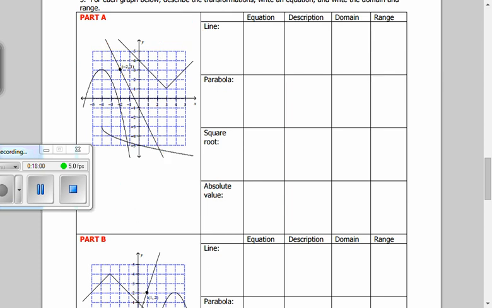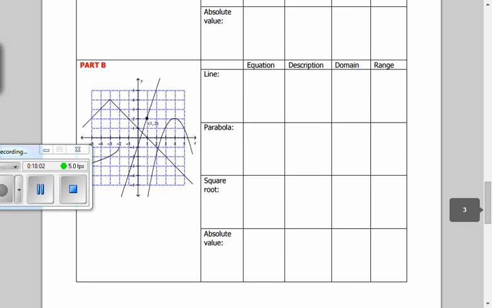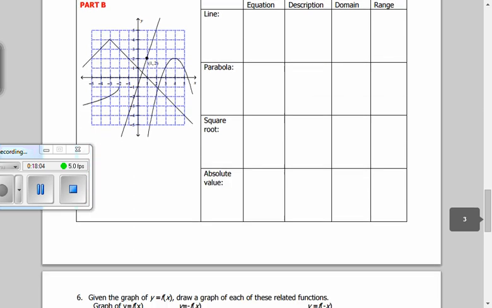X cubed is one of the parents, yes. Let's see if there's one on here. There's not one on here, but you do have to know it for your test. X cubed is the one that looks like this. Yes.